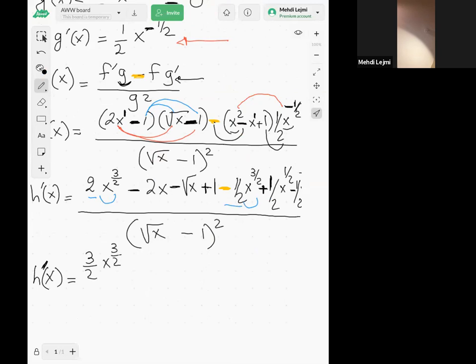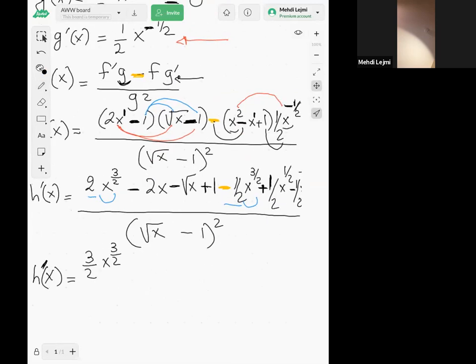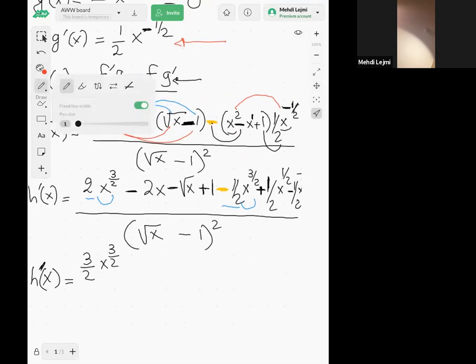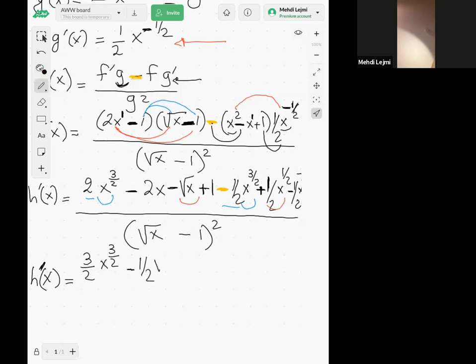What else? Well, here we have this square root of x, and here we have half of x to the power half. X to the power half, that's square root of x. So minus square root of x plus half of square root of x. So minus 1 plus half, that will be minus half. So it's minus half square root of x. What else? I guess that's it.